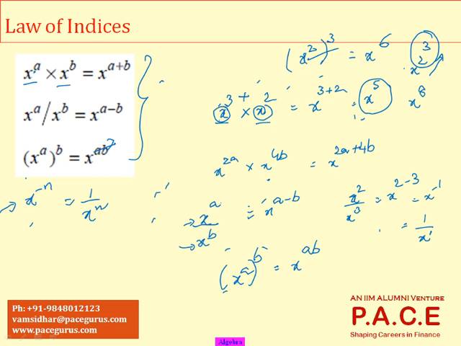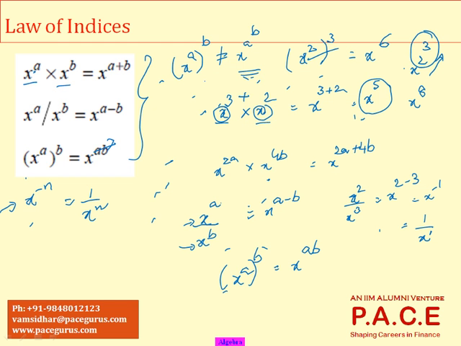X to the power of a whole to the power of b is not the same as x to the power of a to the power of b. The difference is only the bracket. So here it becomes x to the power of ab, whereas here it becomes x to the power of a to the power of b. So you have to be careful with these two kind of calculations.